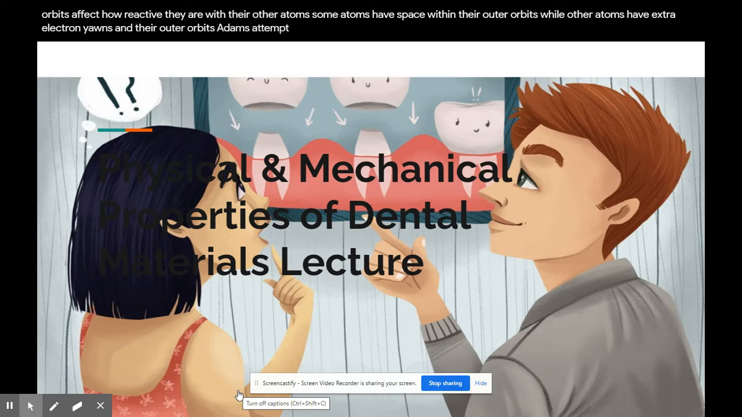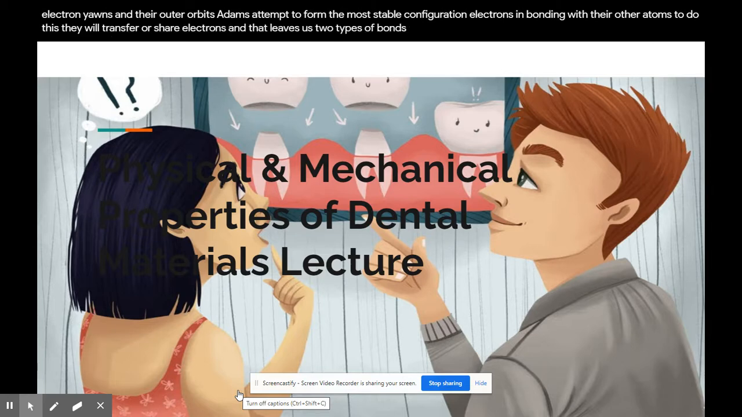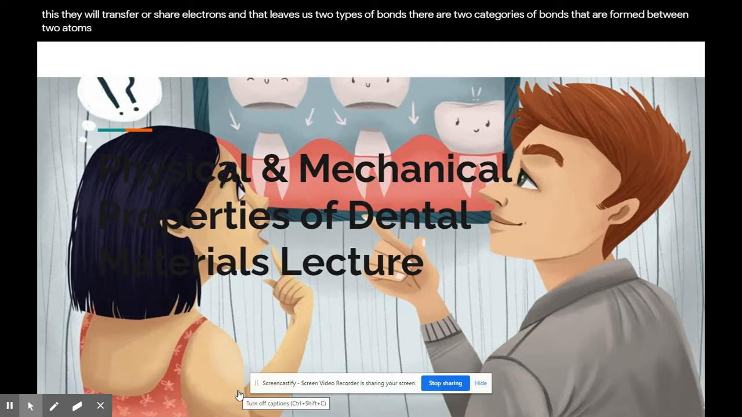Atoms attempt to form the most stable configurations possible by filling their outermost orbits with electrons when bonding with other atoms. To do this, they will transfer or share electrons, and that leads us to types of bonds. There are two categories of bonds that are formed between two atoms. Strong bonds are called primary bonds, and weaker bonds are called secondary bonds.